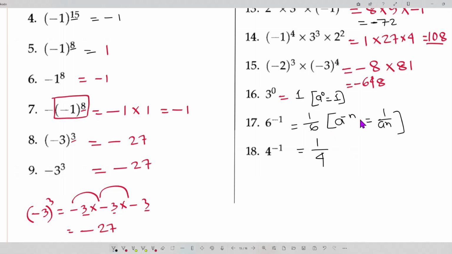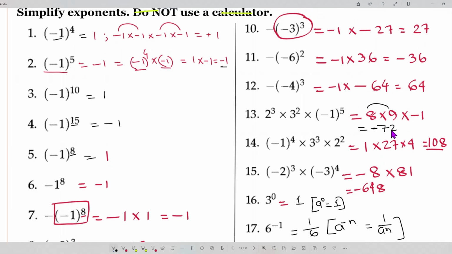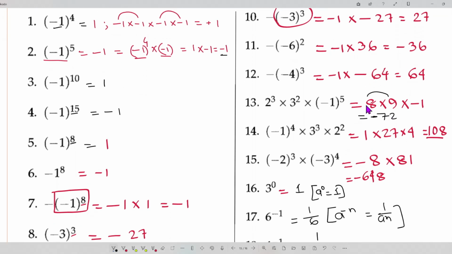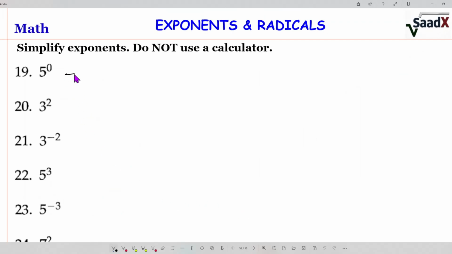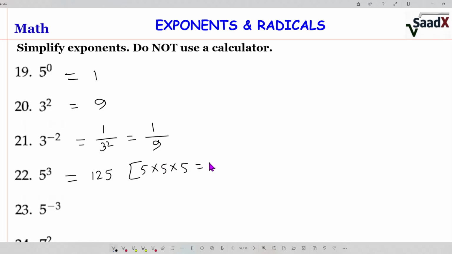So we have already finished 18 maths. It's a basic level, but we have to know this one. We try to solve more. Like here is 5 to the power 0, it's 1. 3 square is 9. 3 to the power minus 2 means 1 by 3 square. So we can say it's 1 by 9. 3 square means 9. 5 to the power 3 is 125. How? Because 5 times 5 times 5 equals 125.